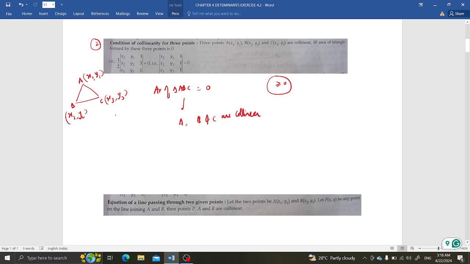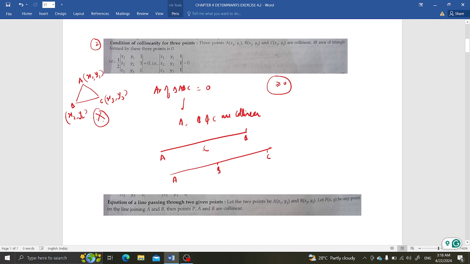So in such a situation, this triangle will not form. Okay, what will form? We have a line segment with A here, B here, and C here. Or it may be possible A here, B here, and C here. Like that we have. So what is the meaning of collinearity?